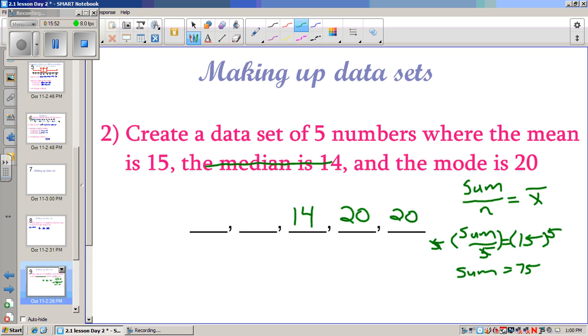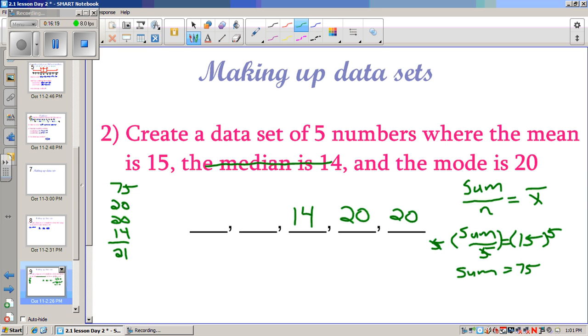So if all of them need to add up to give 75, I'm just going to start subtracting. I'm going to start with my 75. I'm going to subtract 20, 20, and 14, the three numbers that I know are already in my data set. And when I do that, I get 75 minus 20 is 55. 55 minus 20 is 35. 35 minus 14 is 21.